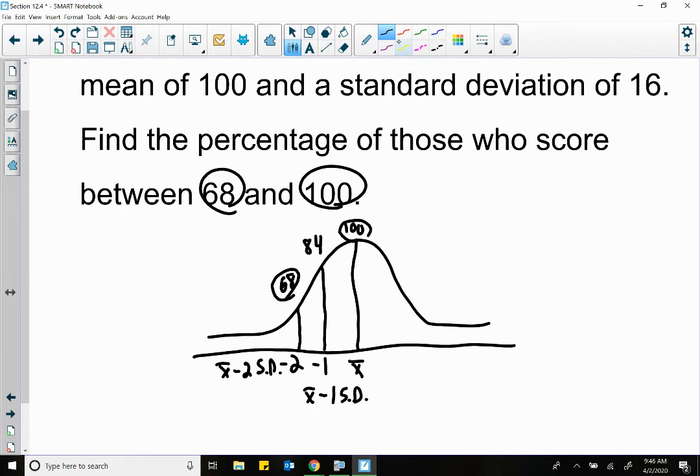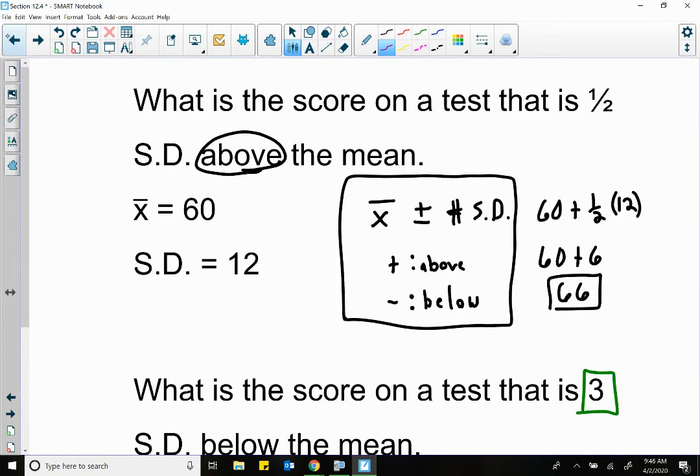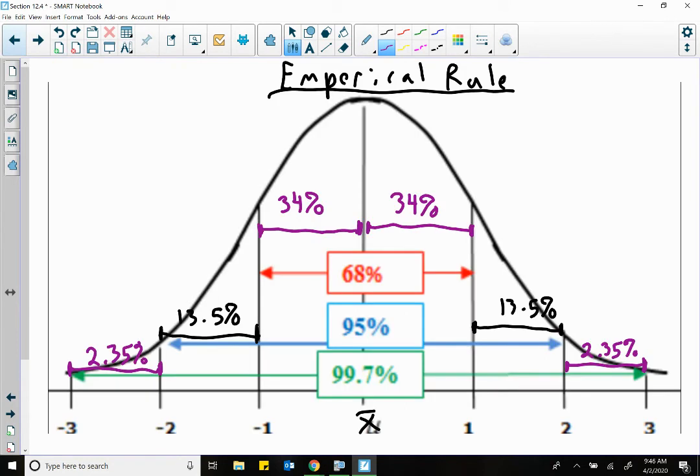So they want to know how much is between here. This is why I talked about those other percentages on our picture, because they want us between -2 standard deviations and the mean. They want this distance. Well, what are the percentages that make that up? 13.5 and 34%. That's why I talked about all these other little pieces here, because sometimes we need those.